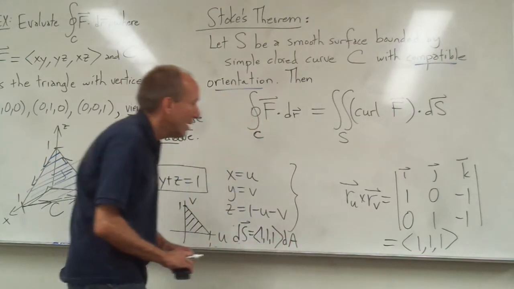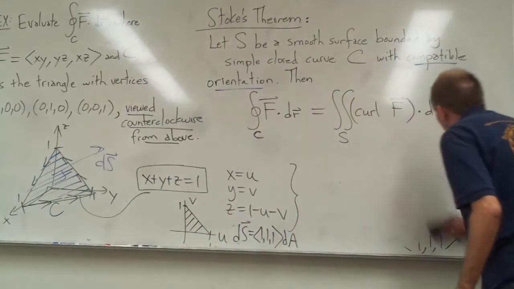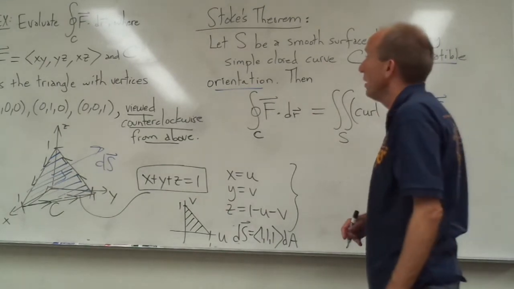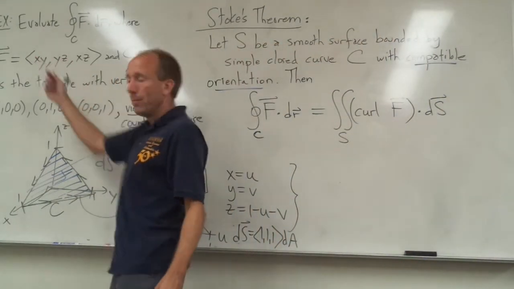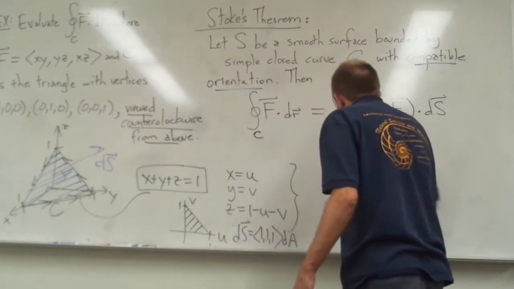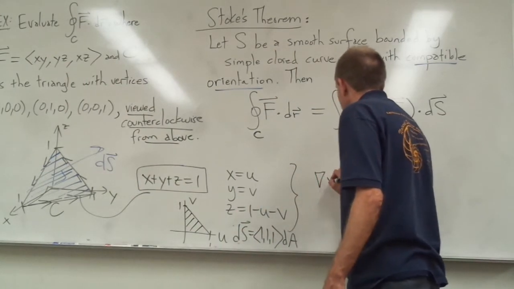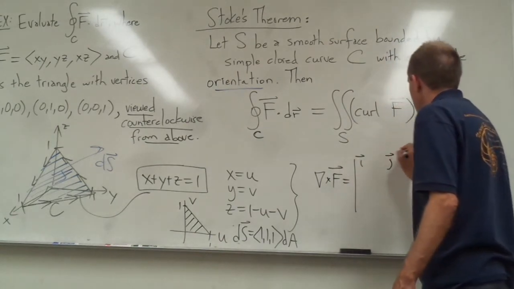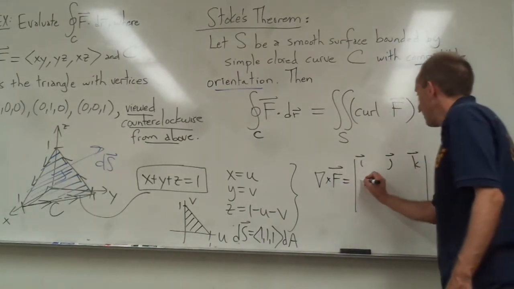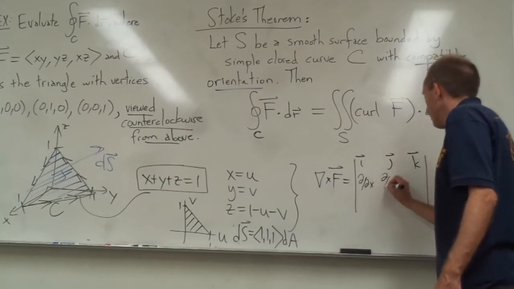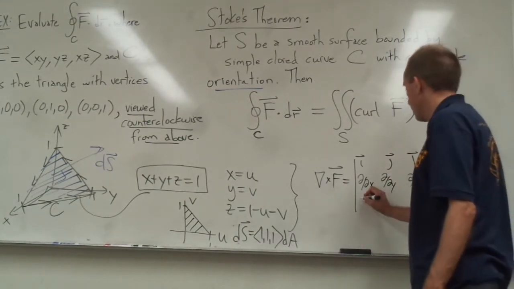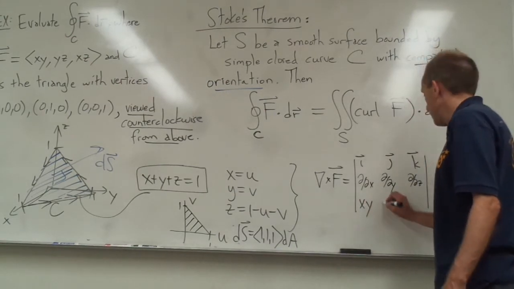Now, I also have to find the curl of F, right? I have to take the curl of the vector field. So here's the vector field right here. Let's calculate the curl of it. This is where we once again make a matrix, i, j, and k. This time we put our partial derivative operators on the second row for the curl, and then we just put our components of F into the third row.